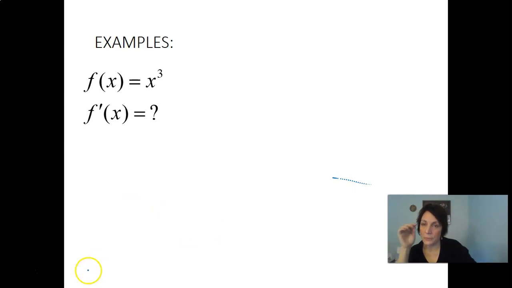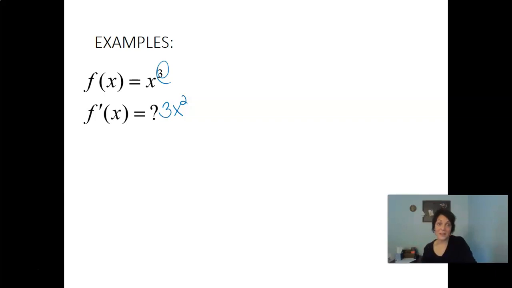Okay, so first one, easy peasy, right? I have x to the 3rd. Everybody knows it's a power function. I have a base of x. I have a number as my exponent, so I'm going to multiply it down, keep my base, knock it down 1, 3x squared, done. That's as simple as they get, right?